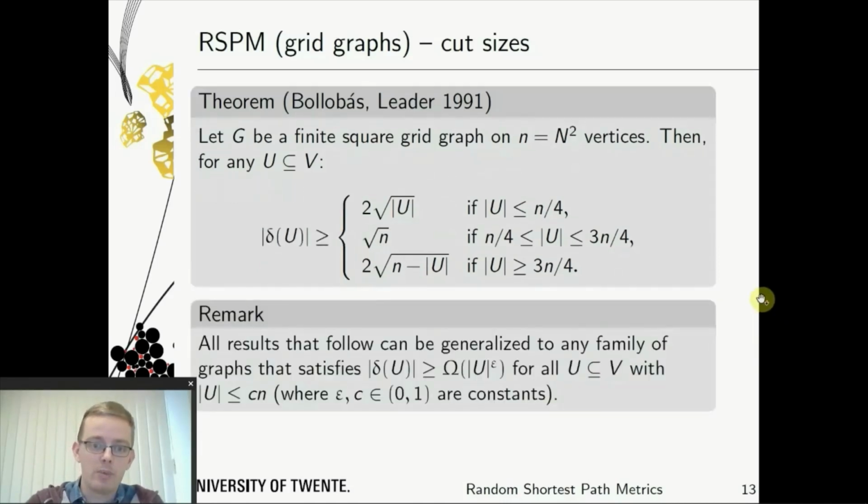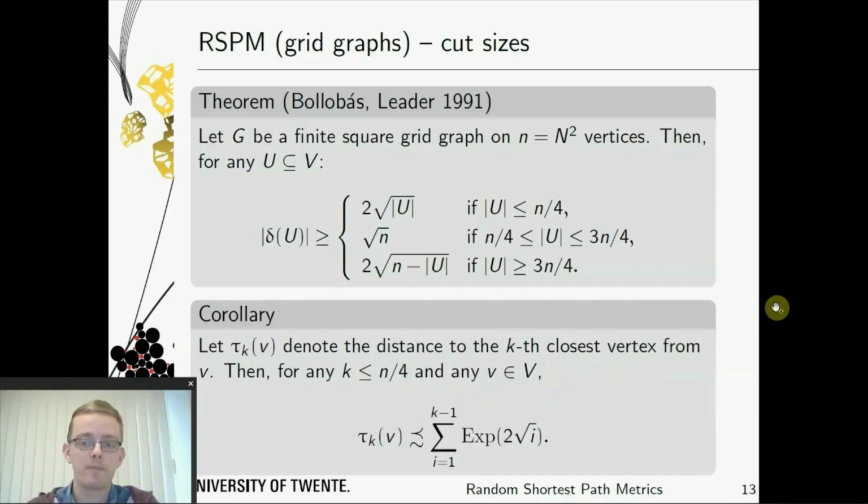And as a small remark, this is the point where we can further generalize our result from random shortest path metrics generated from square grid graphs to random shortest path metrics generated from a wide class of sparse graphs. Basically, we require that the cut sizes of G grow sufficiently fast as long as the size of U is not too large. In this talk, however, I will stick with the results for square grid graphs, as we also did in our paper.